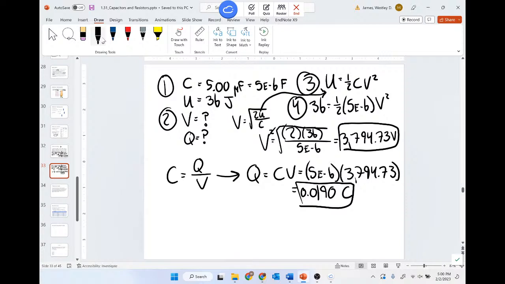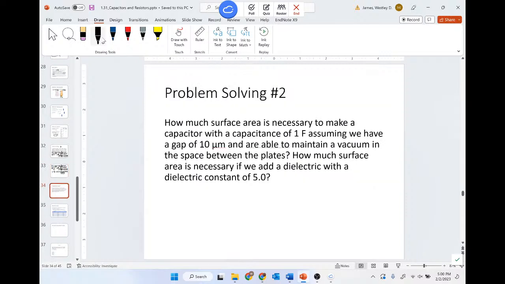So if your number is very close, say you instead got 0.188, that's really, really darn close. If you're within like a rounding of it, that's a good sign. All right, let's go ahead and do that dielectric one, and then move on to resistors.